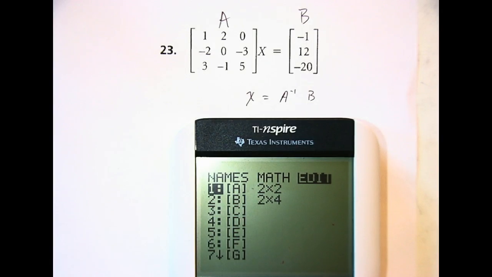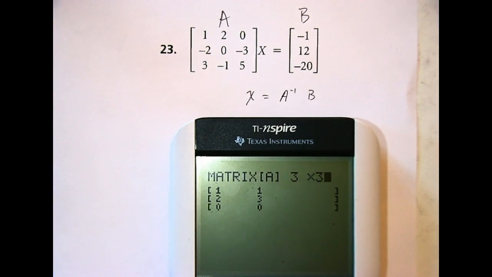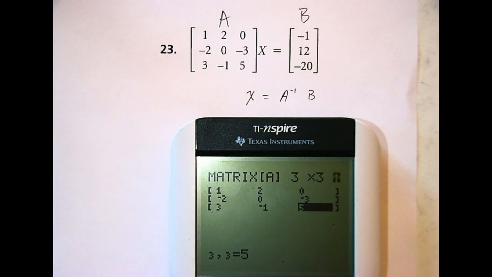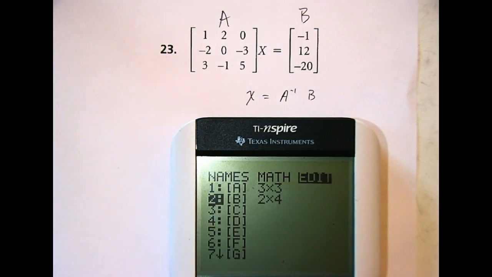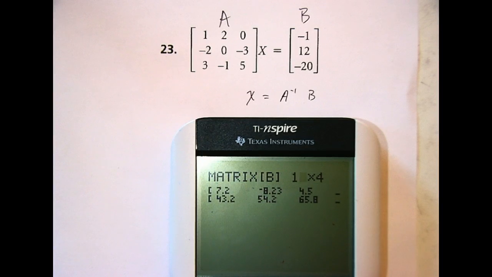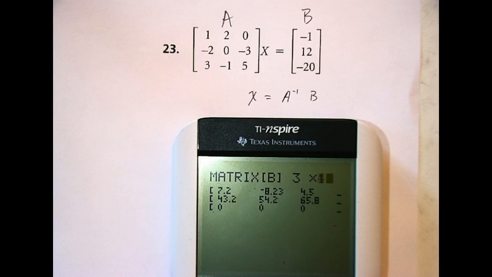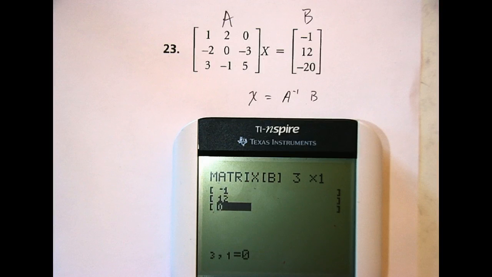Hey, ladies and gentlemen, I want your attention back up here real quick. So here's my calculator. If I go over, I'm going to edit. I'm going to just overwrite these. I need a 3 by 3. Make sure when you're putting that negative in, you're using the negative symbol at the bottom and not your minus symbol. Otherwise, you'll get an error here in a minute. Okay, and then I'm going to overwrite my second one, a 3 by 1, to put matrix B in. So negative 1, 12, and 20.